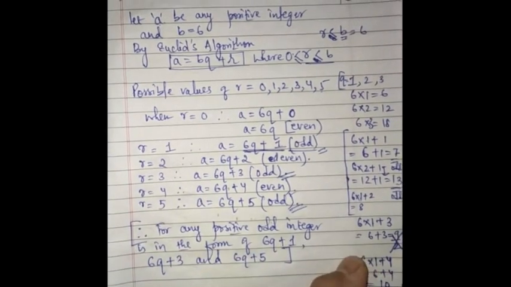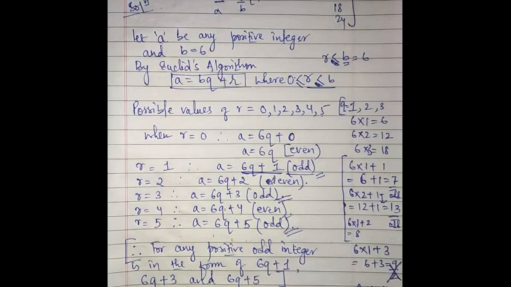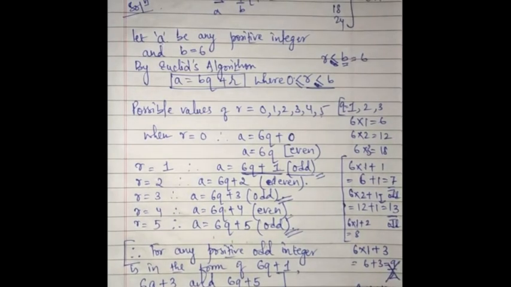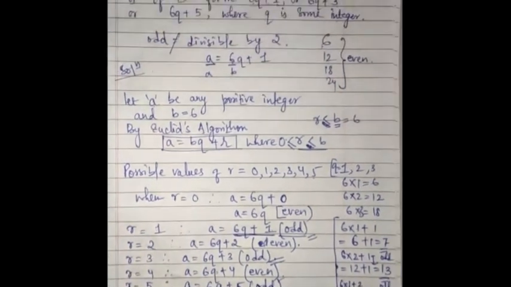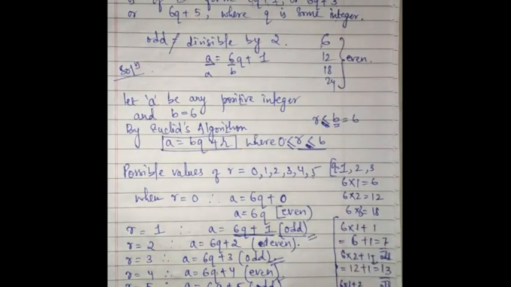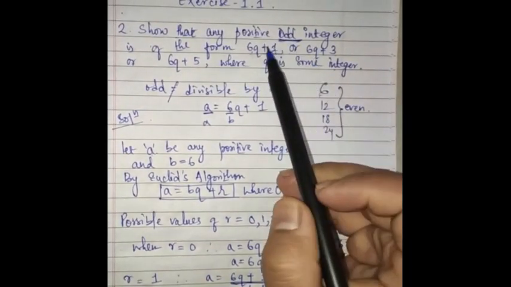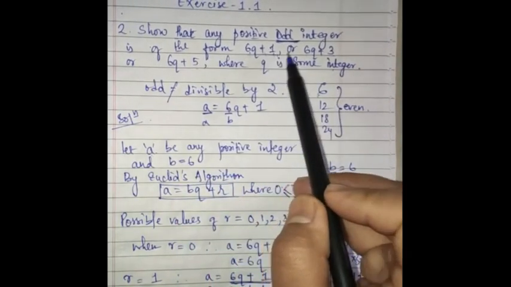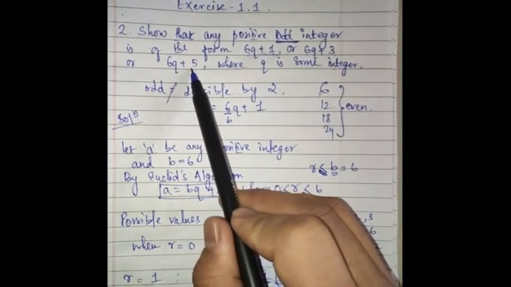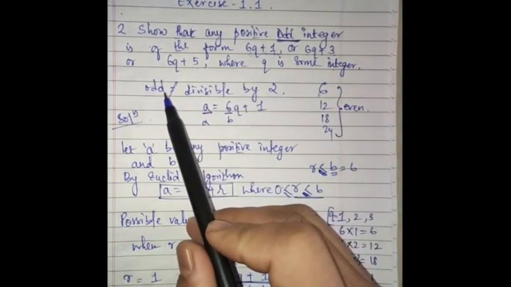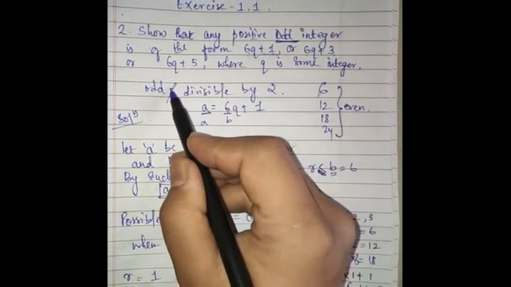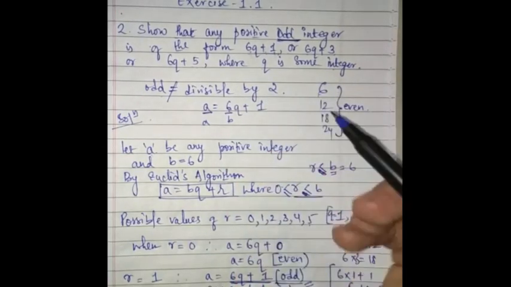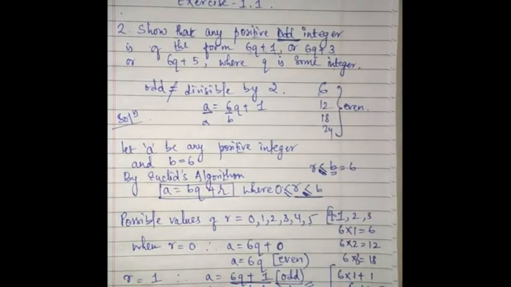We have to solve in such a manner using Euclid division algorithm. Let me revise this once again. So we had to prove that any positive odd integer is of the form 6q plus 1, 6q plus 3, 6q plus 5. Alright, so odd means which is not divisible by 2, like 11, 13, 15 are examples of odd numbers.